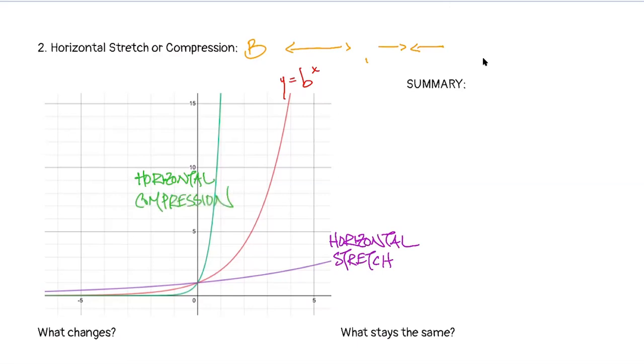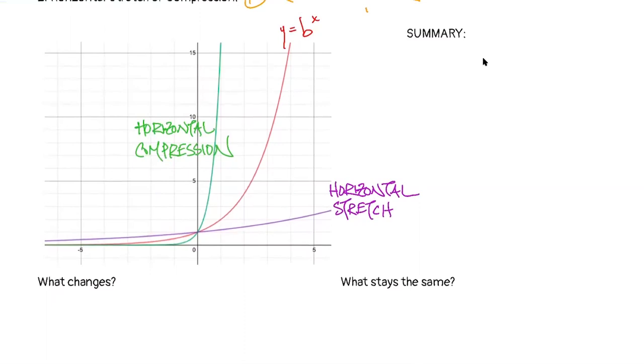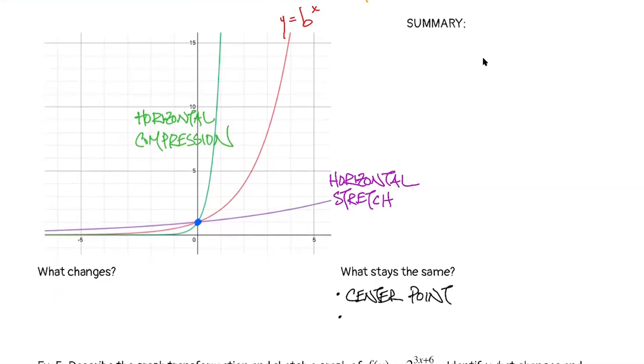Okay. So when we're looking at sort of what changes and what stays the same, I think that what stays the same, we still have our same center point because they all cross the y-axis or whatever we call our center point right there. That didn't get moved anywhere. We didn't move it to the right. We didn't move it to the left. So our center point stays the same. Our horizontal asymptote also stays the same, okay?